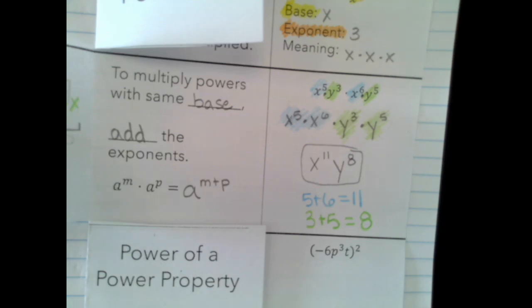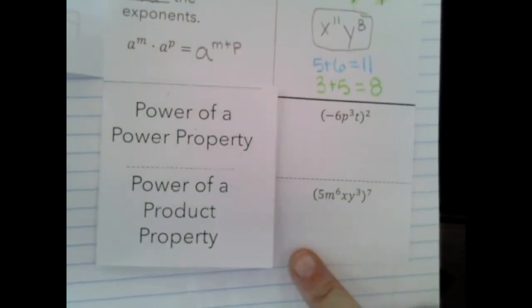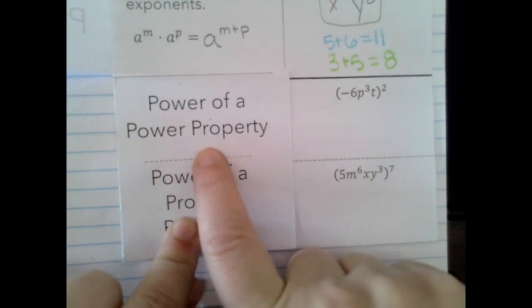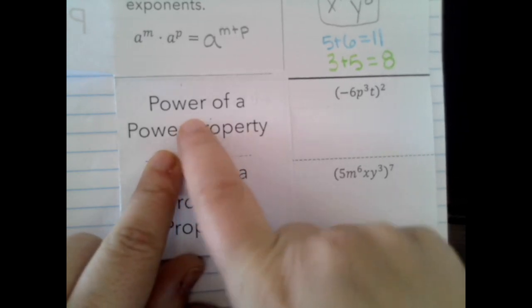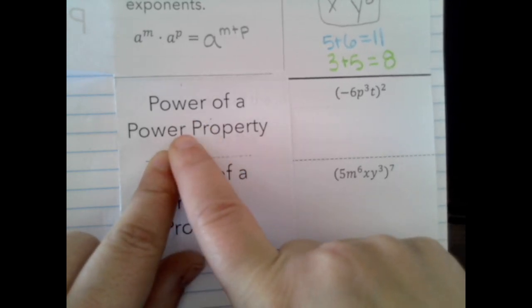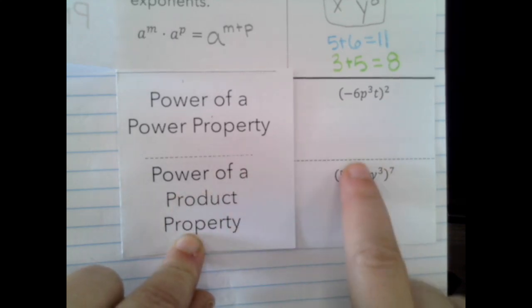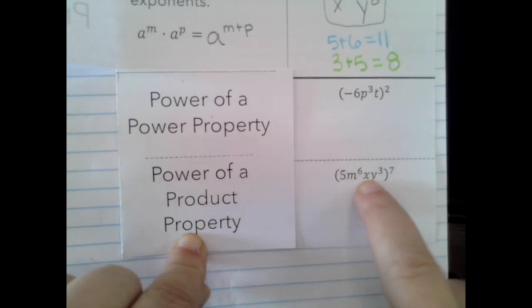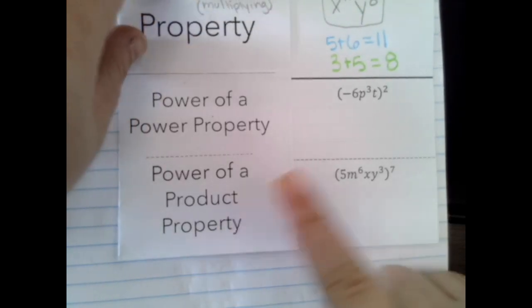All right, the next one is really similar to what we've been doing, or there's two, but they're really similar. Power of a power means I'm going to take an exponent of an exponent. And power of a product just means I'm taking an exponent of lots of things. So both of these are technically power of a product because there's lots of things on the inside, but they both kind of have the same rule, so I put them together.